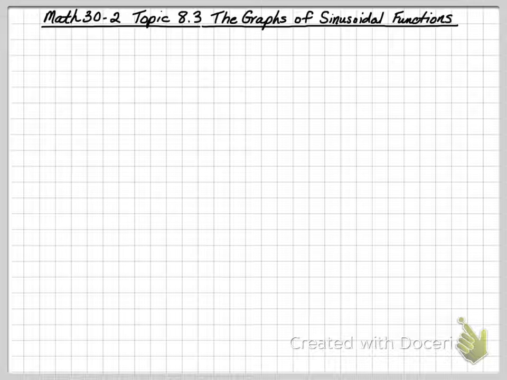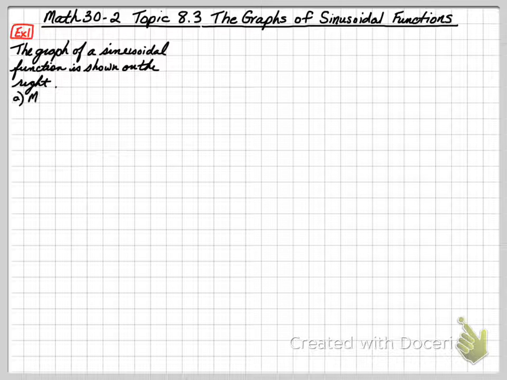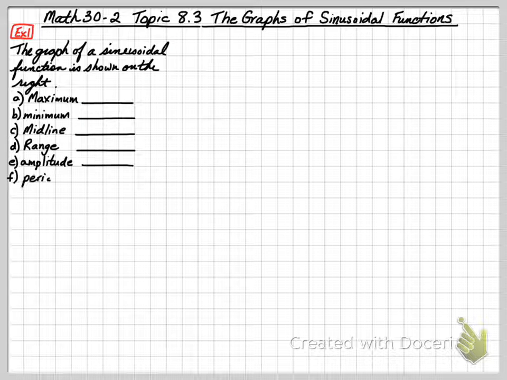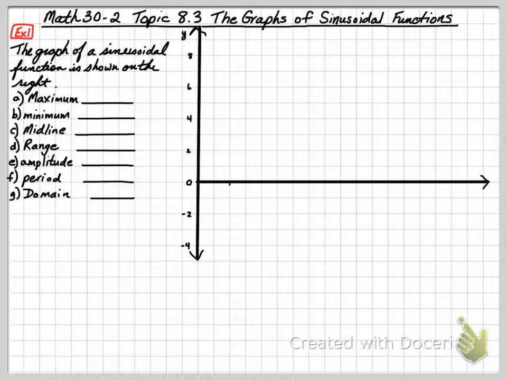Today in Math 30-2, we're going to look at topic 8.3, the graphs of sinusoidal functions. In example 1, the graph of a sinusoidal function is shown on the right. What we're going to do is look for these characteristics from the graph: the maximum, the minimum, where the midline is, the range, the amplitude, the period, and for good measure, the domain.